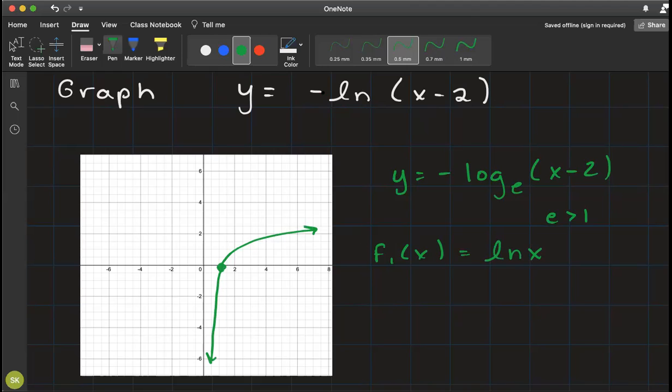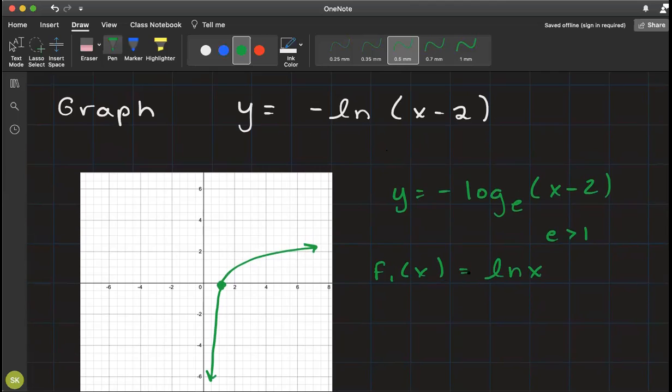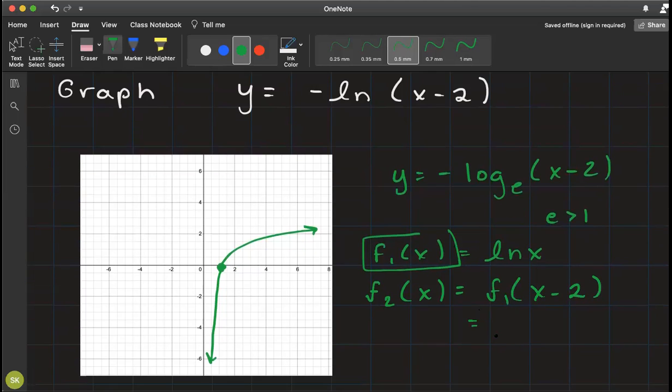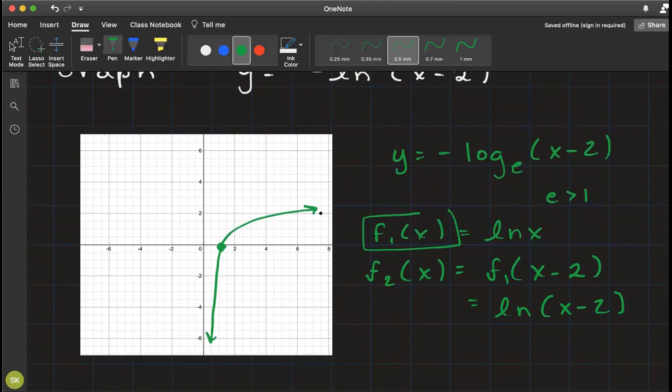And then we want to try to make it look like this function. So we ask ourselves, how do we move this graph around to make it look like this one? So I'm going to define a new function, f2 of x, where I take this one and plug in x minus 2 into that function. So if I plug in x minus 2, I get ln of x minus 2. So that's this new function f2. And because I plugged it inside the function, I shift the function to the right 2 units. So this dot goes over 1, 2. So it goes to here, which is 3, 0.